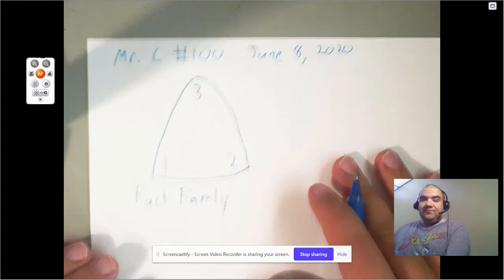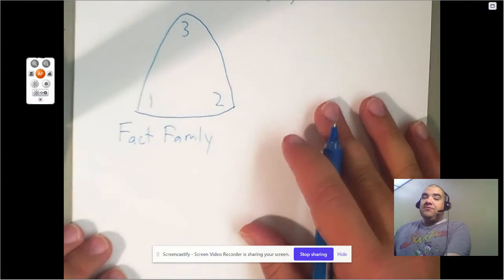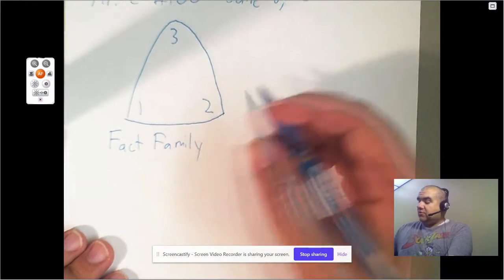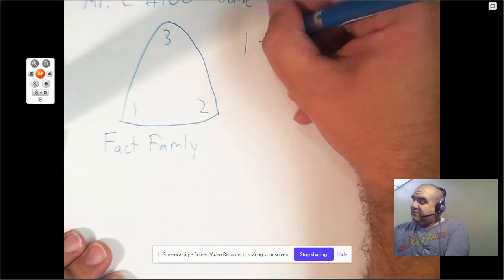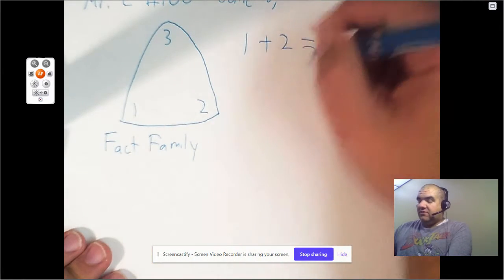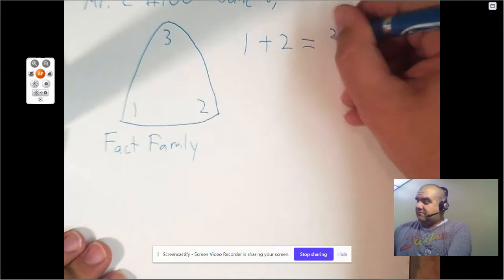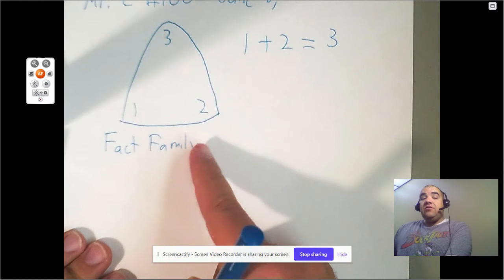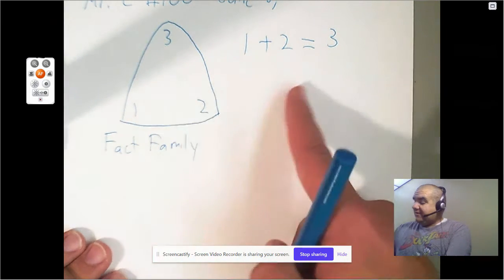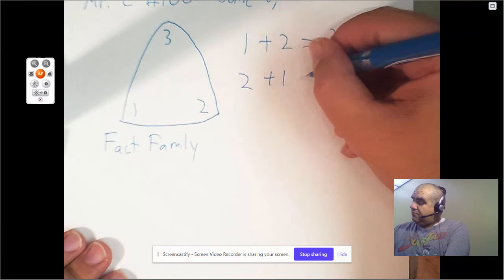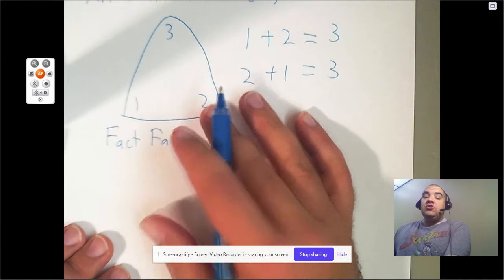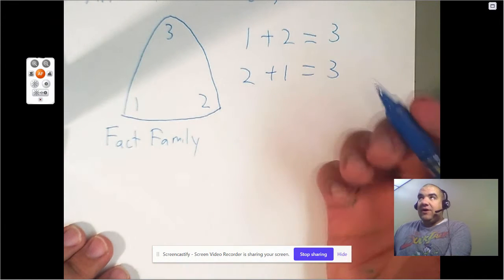There we go. So fact family, 3, 1, and 2. Now, all three of these have to do with each other, and I'll show you what I mean. 1 plus 2 equals the one up here, 3. And you can go the other direction. 2 plus 1 equals 3. And the cool thing about fact families is that you can do this with subtraction problems too.